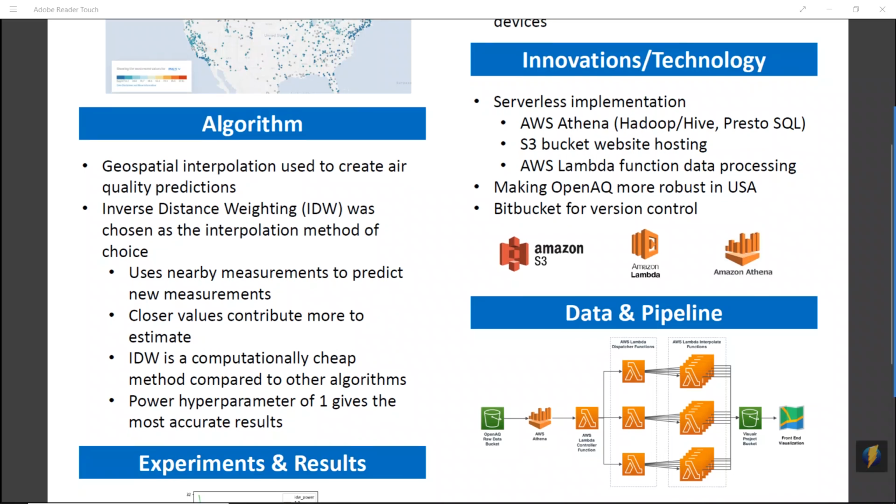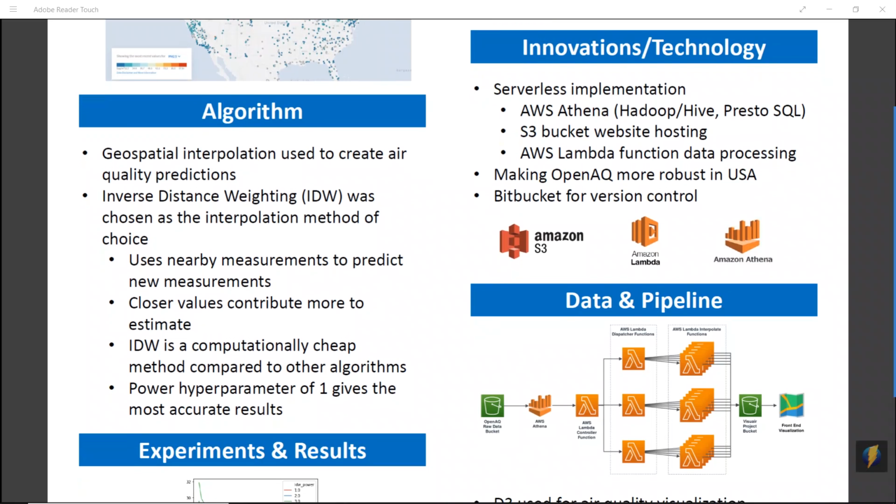Algorithm. There are two primary geospatial interpolation methods, inverse distance weighting or IDW and kriging. We chose IDW to reduce the computational costs. For any location, the estimated pollution density equals the weighted average density of nearby sensors. That average is weighted by the inverse of the distance between the estimate and the observation.